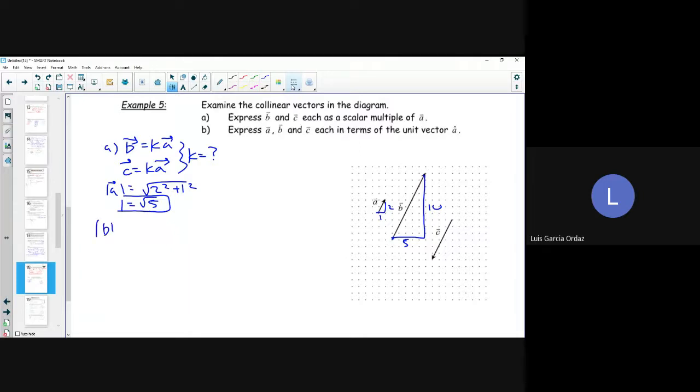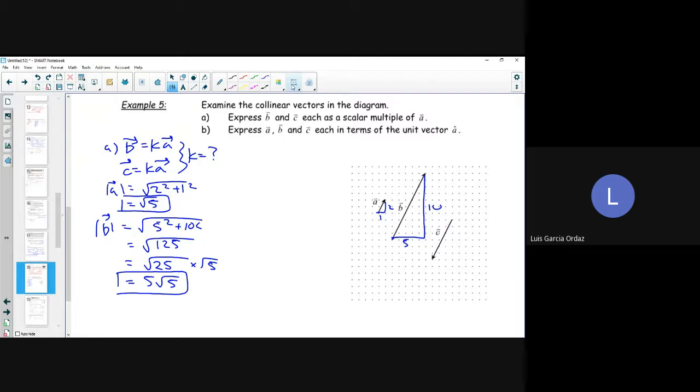So the magnitude of B is the square root of 5 squared plus 10 squared, which gives me the square root of 125. Now, since I want to make it a scalar in terms of vector A, I need to rationalize my radical. So I can turn 125 into 25 times the square root of 5, which gives me 5 root 5. Okay, so B is 5 times the magnitude of A.